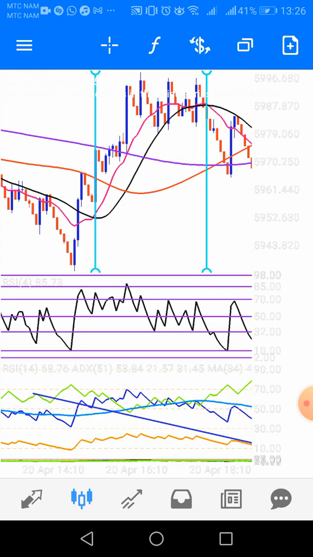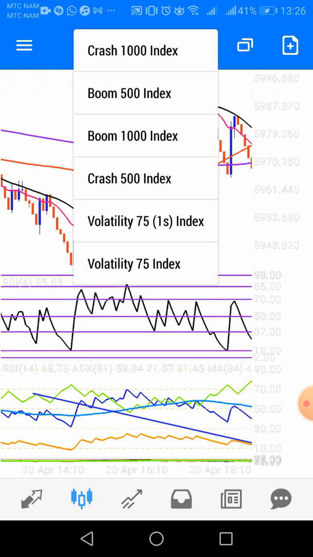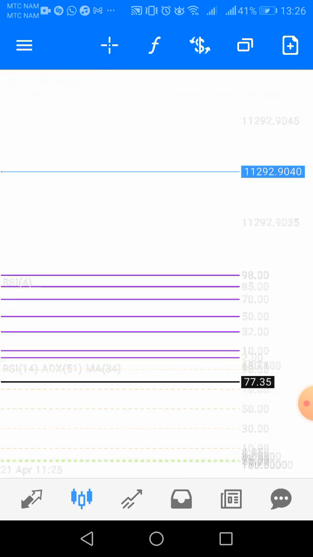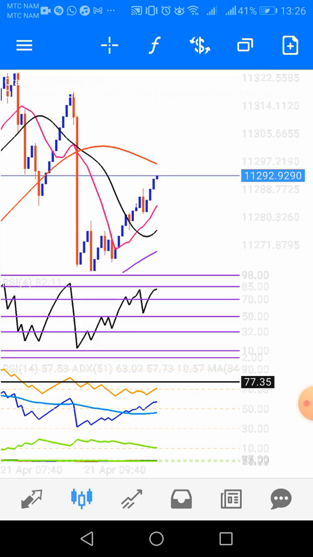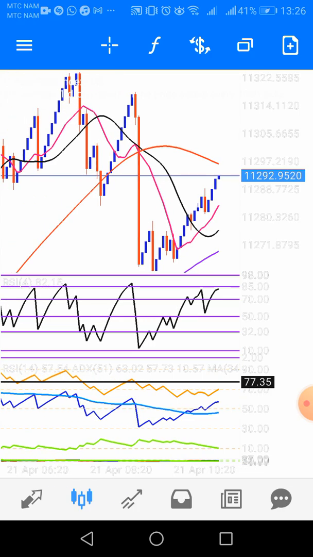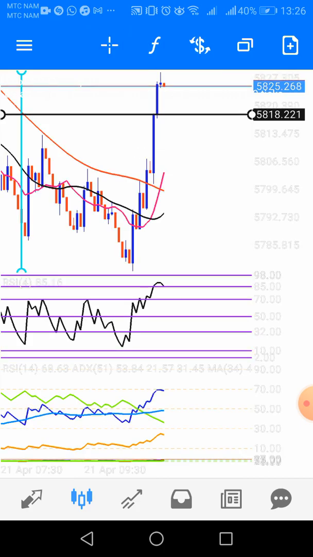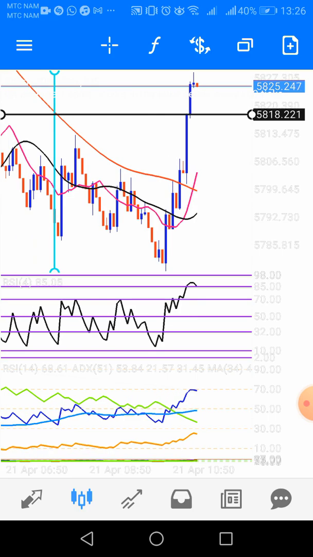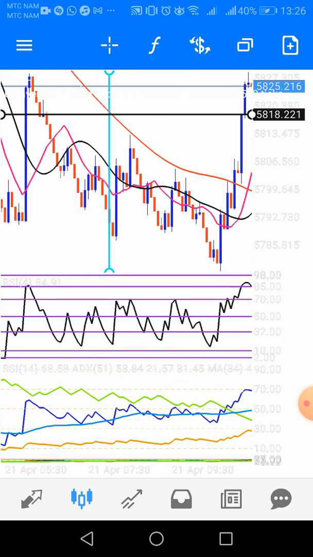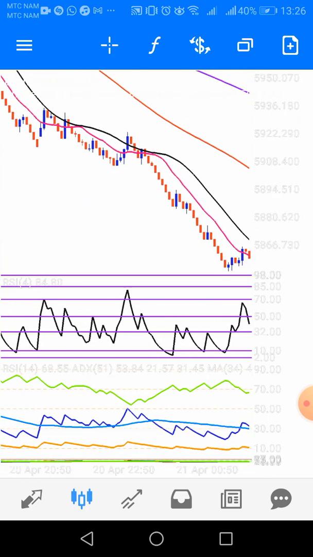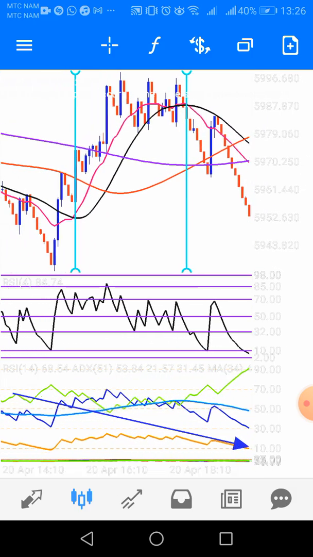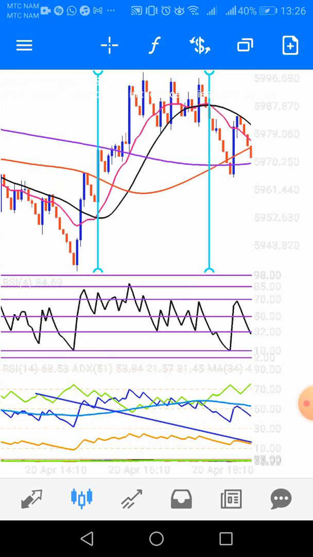the black has to be above the pink moving average. So let's go back to boom 500 and see. So here we actually are on an uptrend. So let me go to where the market was. It actually gave us a good signal.